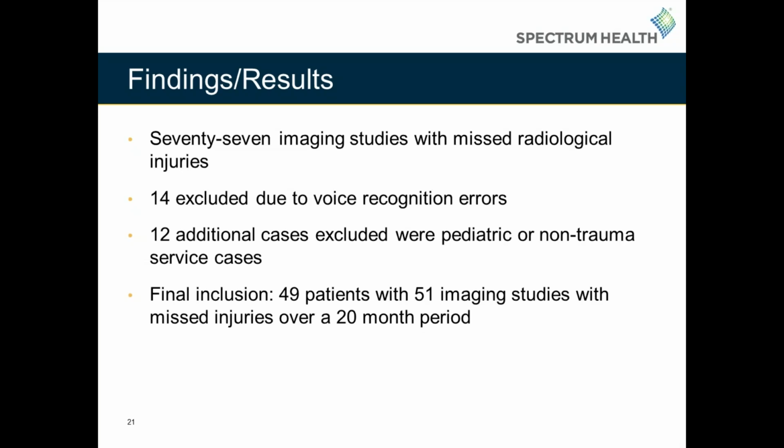But we also excluded 12 additional cases that were pediatric cases or non-trauma service, such as ortho, just different emergency general surgery, because we had a few of those cases from them as well. Then final inclusion, we found that there were 49 patients in that time frame with 51 different images that were missed injuries over that 20-month period. And the two patients that had the two images that were missed were the diaphragmatic injury cases.